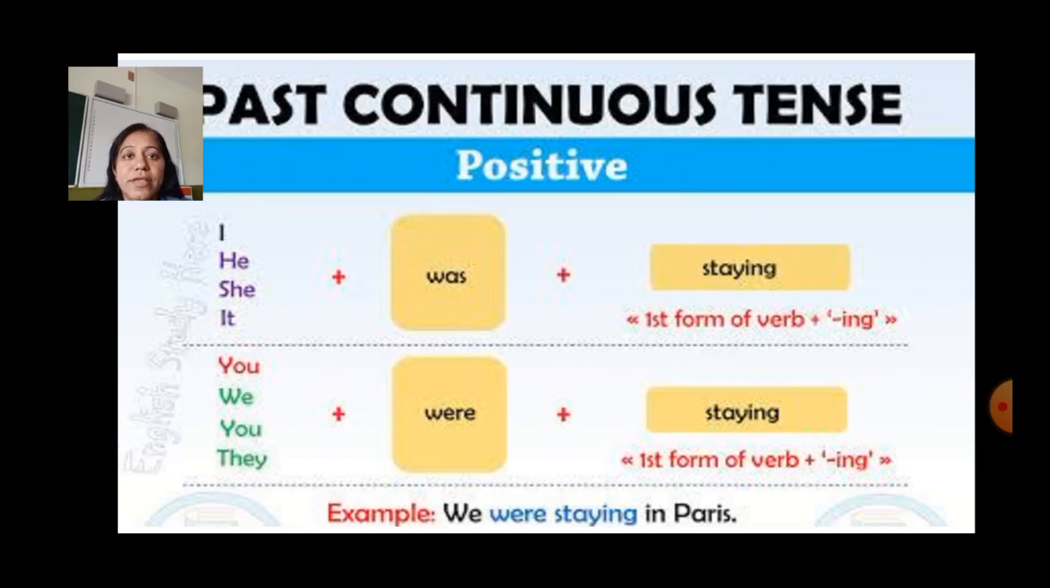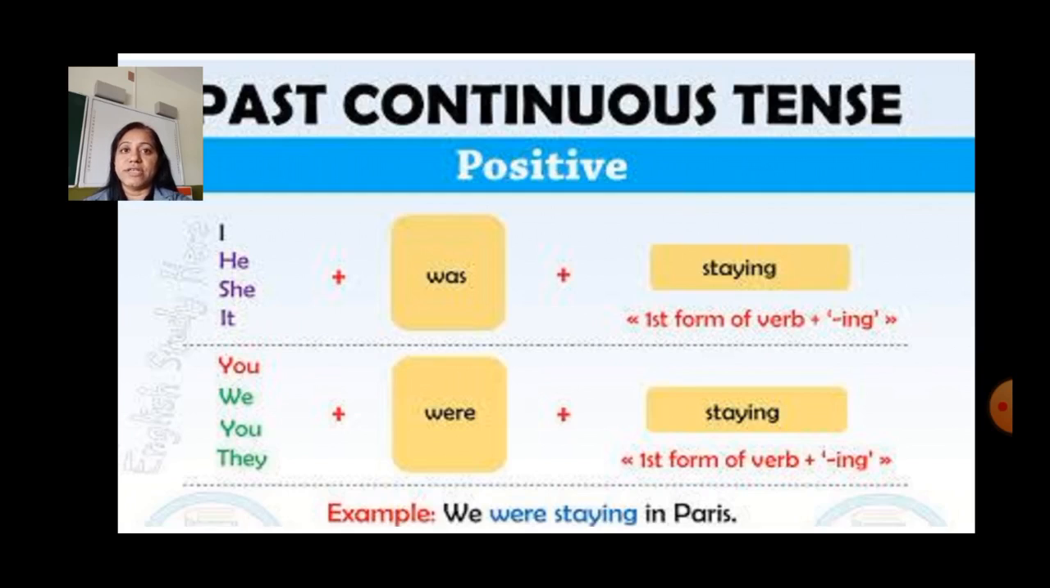Now, let's see the structure of past continuous tense. With I, he, she, it, we will use was plus the ing form of the verb. And with you, we, they, we will use were plus the ing form of the verb. For example, we were staying in Paris. Now, I think you have understood this chapter well.